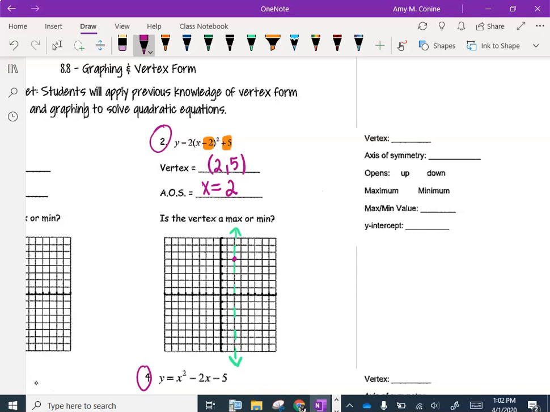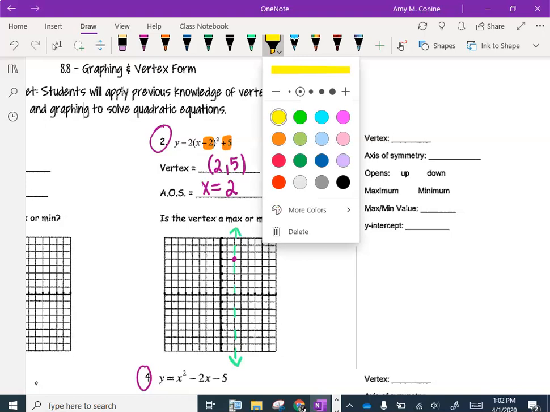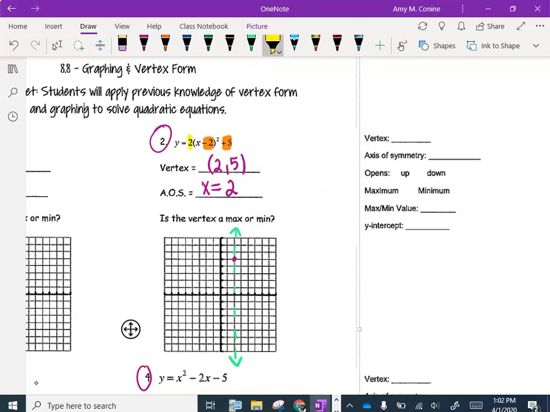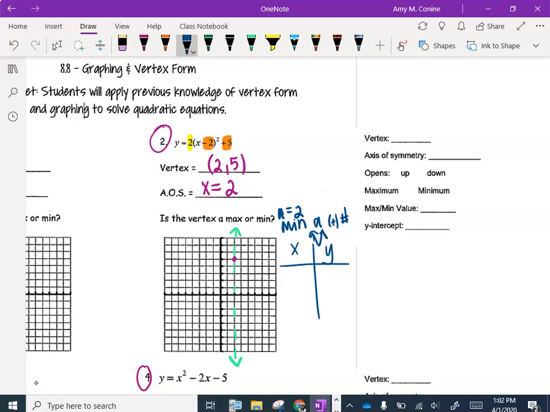And then my question is asking, do I have a max or min? So you would look at your a value here. So if you remember, a is this 2 out front. Okay, it's in that place. So here a equals a positive 2. So that means we would have a minimum because a is a positive number. So it's facing up. Okay, so we're going to make a quick little table so we can plot the rest of our points so we can graph.